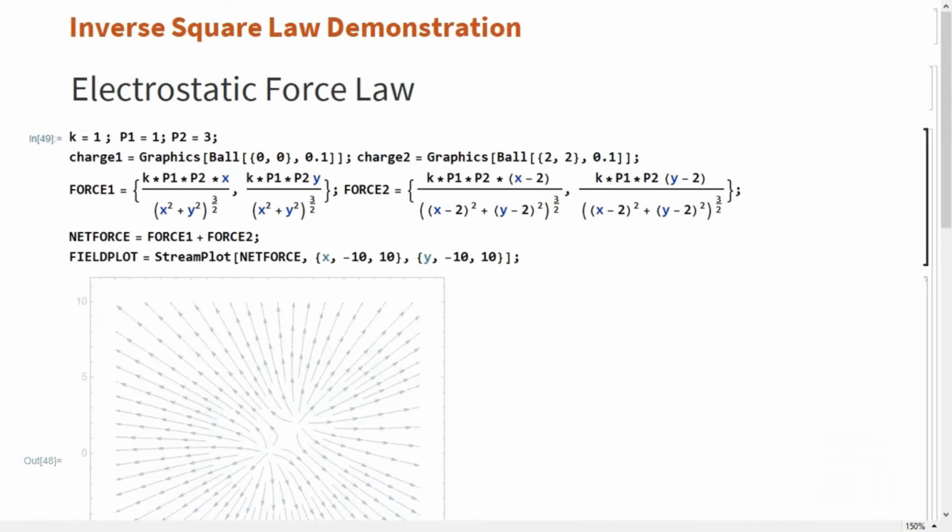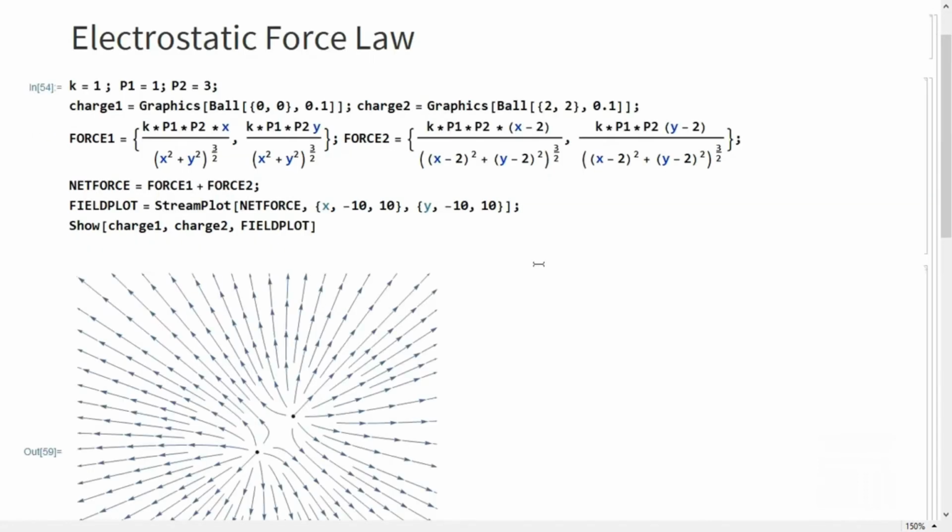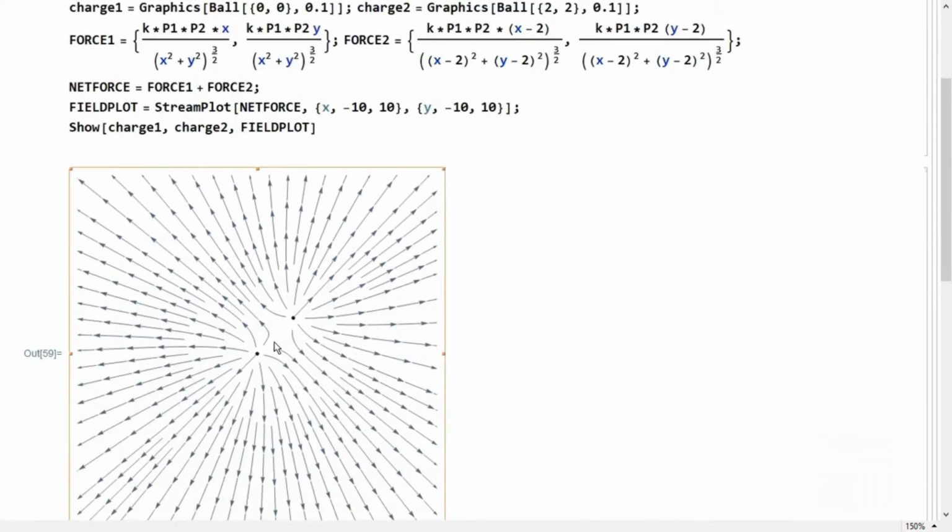To do that, let's suppress this, and remember that we had our charge 1 and charge 2 over here. So to put them together, we use the trick where we use the command show and we put things together. So this will be our charge 1. Here the order doesn't matter, but still I'm trying to keep one. And finally field plot. Let's try to see what happens.